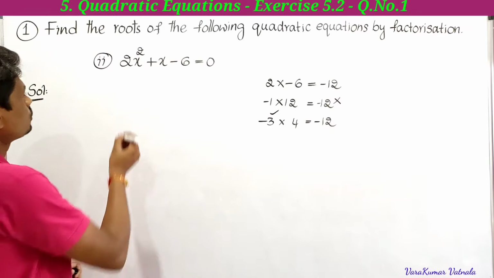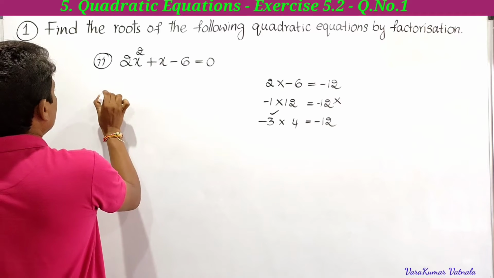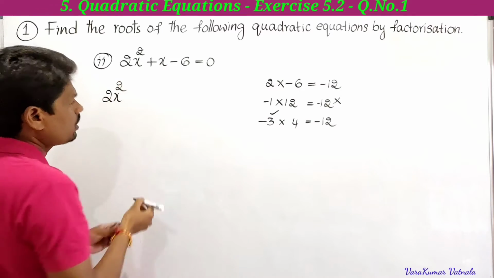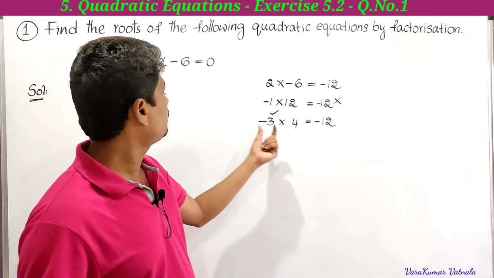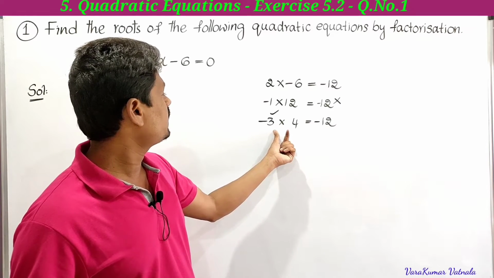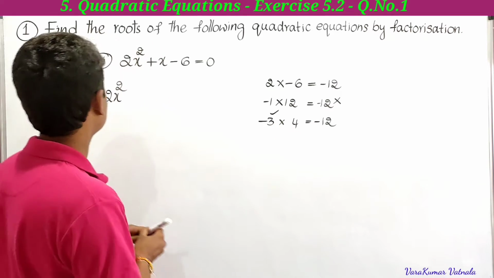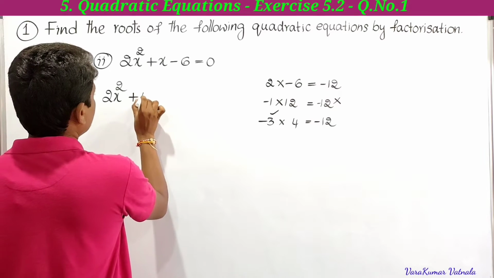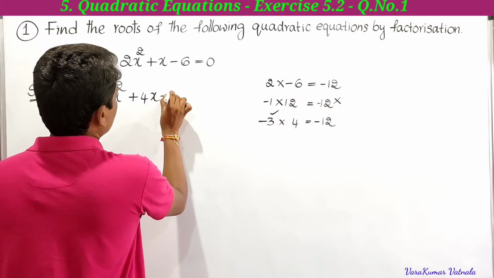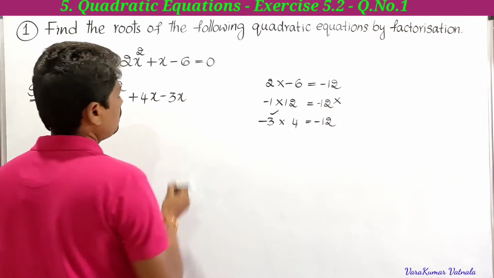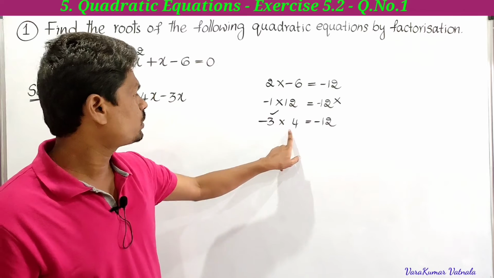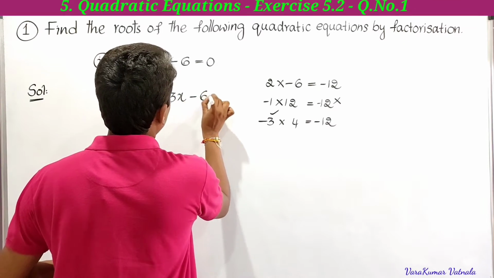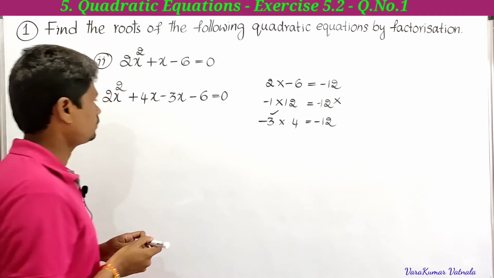Okay, is it clear? So now how can we write it? Write 2x square as usual, but plus x we have to write as minus 3x plus 4x, or we can write plus 4x minus 3x. So plus x I have written as plus 4x minus 3x. Next, minus 6 you write as usual, is equal to 0.